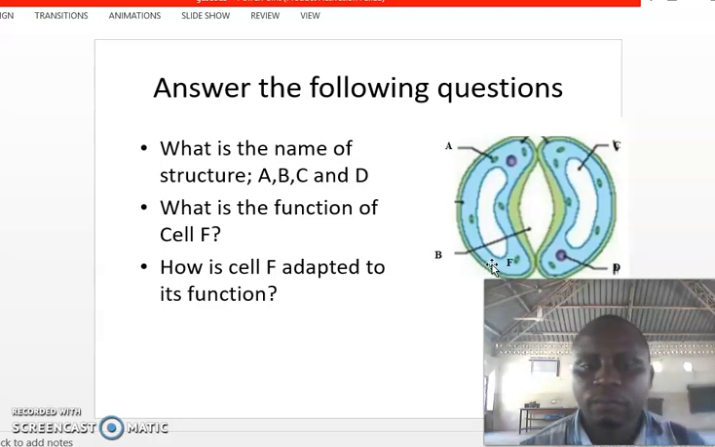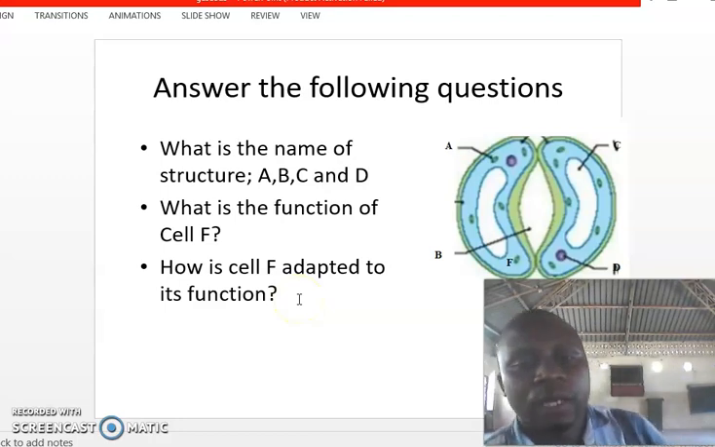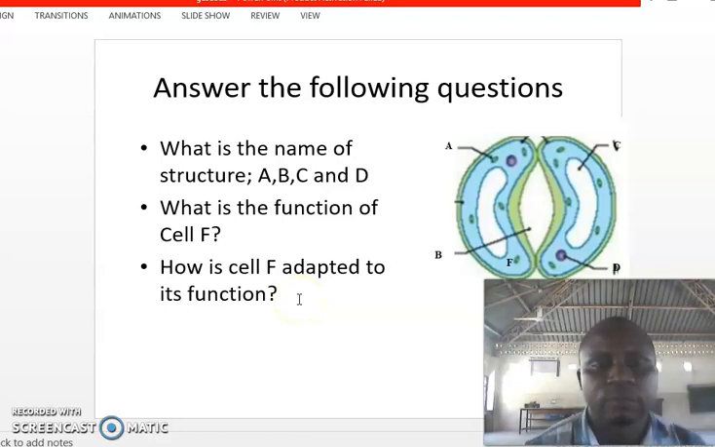Now, how is cell F adapted to its function? You remember the adaptations? So cell F, definitely you have said that it is a guard cell and it has got a number of adaptations. Hope you have answered them correctly. Good. We are good to go.